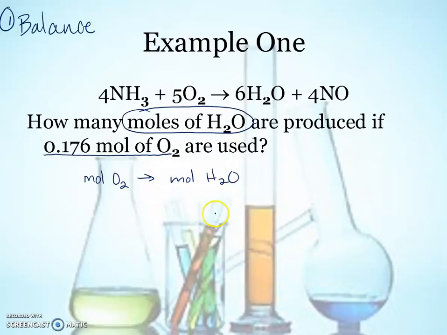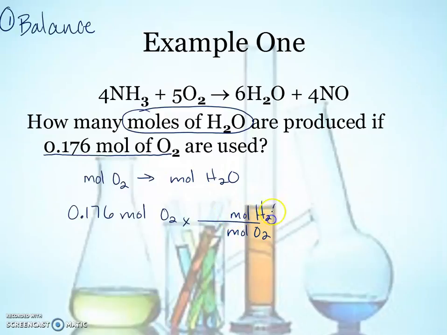Now we can do dimensional analysis to set this up. We start with what we have in the problem, 0.176 moles of O2, and we multiply it by a fraction. Well, we have moles of O2, so we're going to put moles of O2 down here on the bottom because we want that to go away. And we want to go to moles of H2O.